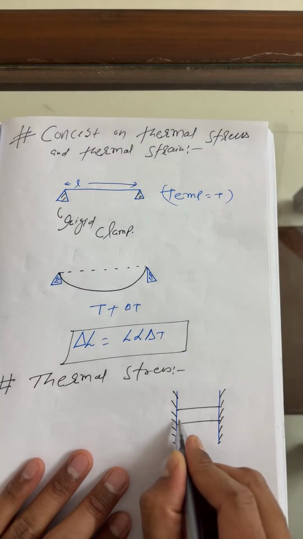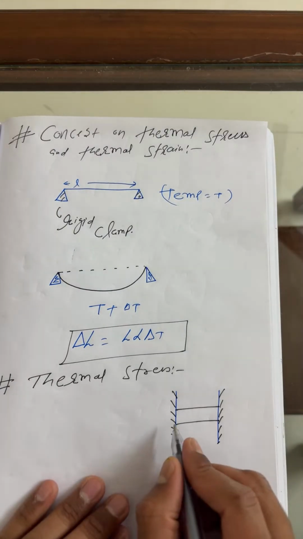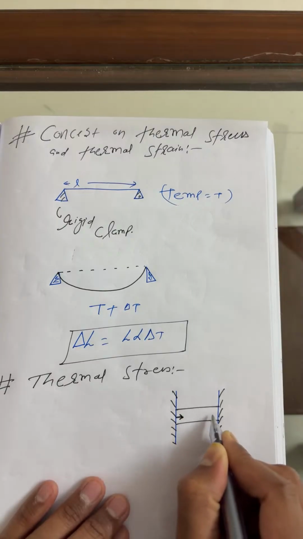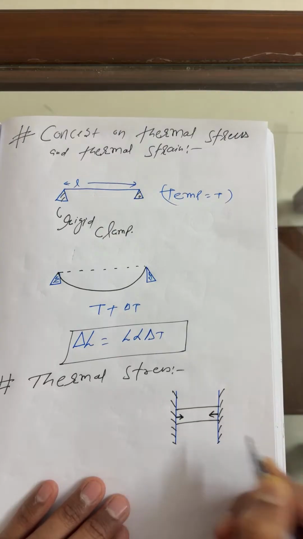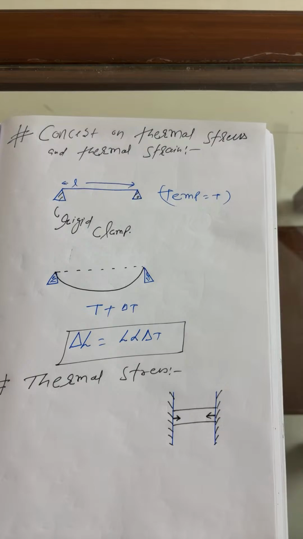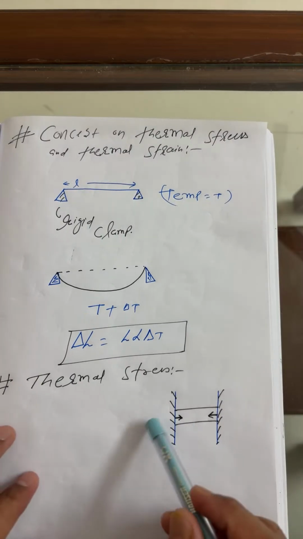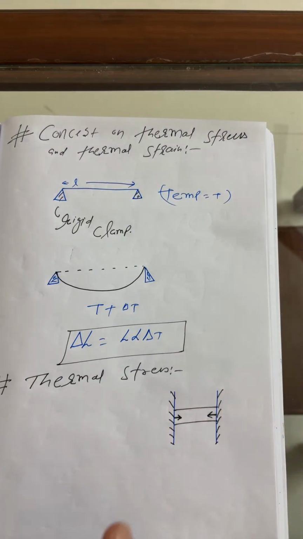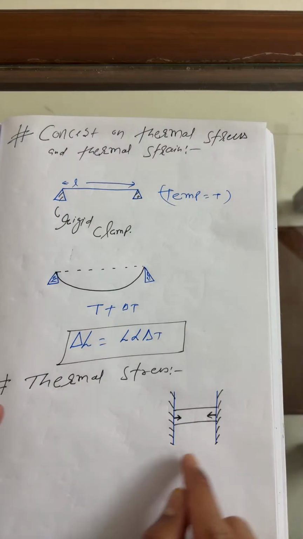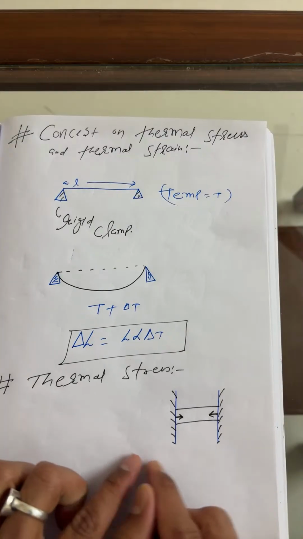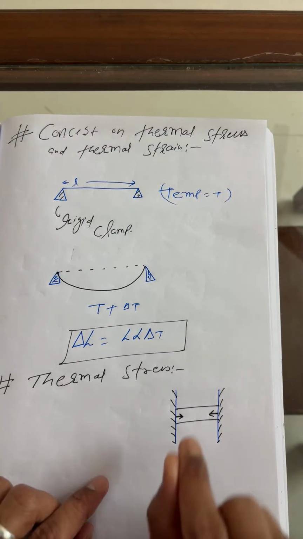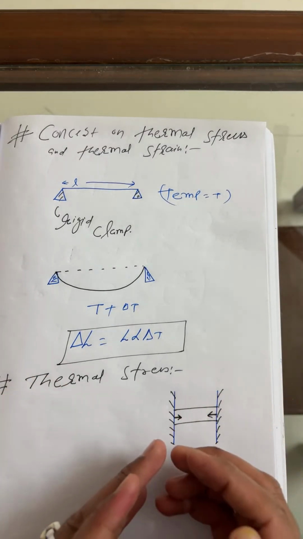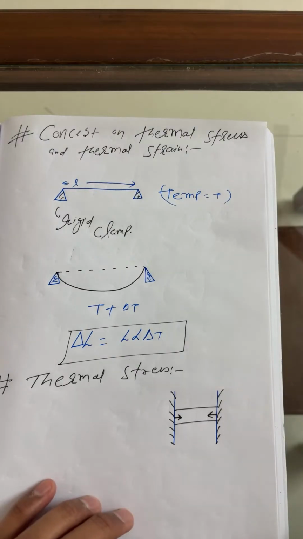Right? So if you are supplying heat to the rod, you can observe there is a normal force. So what is thermal stress? It is developed due to prevention of expansion of a solid when it is heated.